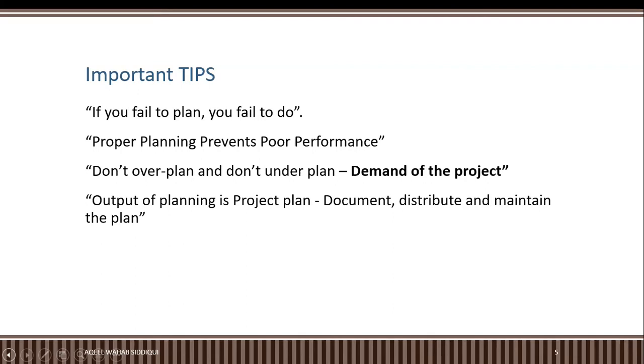Then in the executing process group, we basically produce deliverables for the project. So I'm talking about planning. If you fail to plan, you will fail to do. If you do not perform these activities and do not produce these documents in the planning process group, obviously you will fail to do in the executing process group as well. So number one point is, if you fail to plan, you will fail to do. Number two is, proper planning prevents poor performance. If your planning is accurate, your executing will be up to the mark.